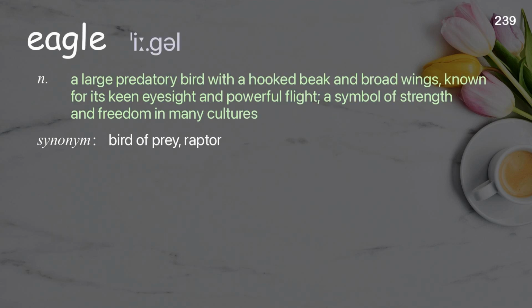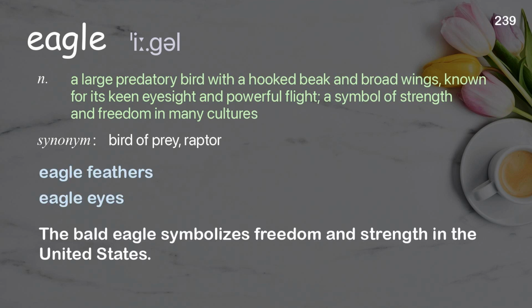Eagle. A large predatory bird with a hooked beak and broad wings, known for its keen eyesight and powerful flight, a symbol of strength and freedom in many cultures. Examples: Eagle feathers, eagle eyes. The bald eagle symbolizes freedom and strength in the United States.